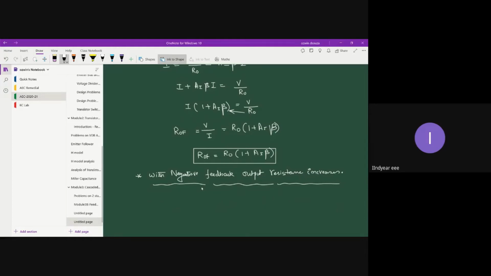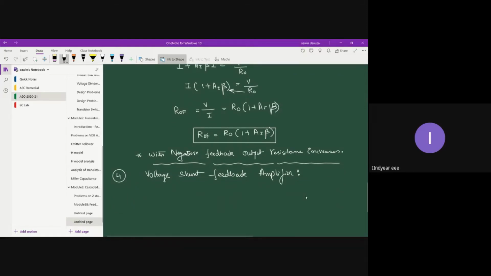All right, now finally we can take up the remaining one, which is the voltage shunt amplifier. The final one is voltage shunt feedback amplifier.